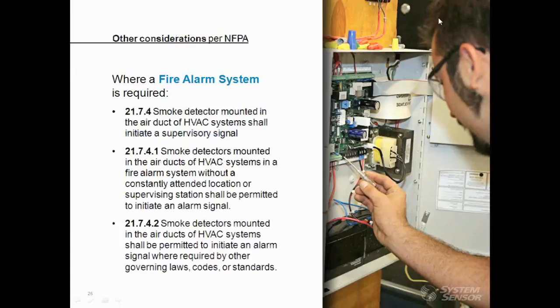Most requirements for when a duct smoke detector is tied into a fire alarm system include, first, when the smoke detector is mounted on the ductwork, it must send a supervisory signal to the panel. Second, when a smoke detector is installed in the duct and the fire alarm system is not located in a constantly attended location and the system is also not supervised, the detector will initiate an alarm signal since the detector is not itself visible. Alarm signals are also acceptable just where there are other governing laws or standards that may cause that requirement.